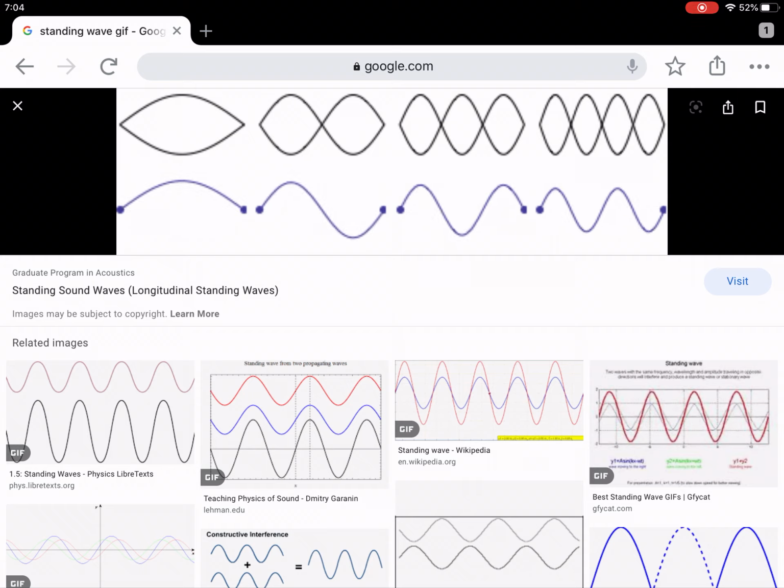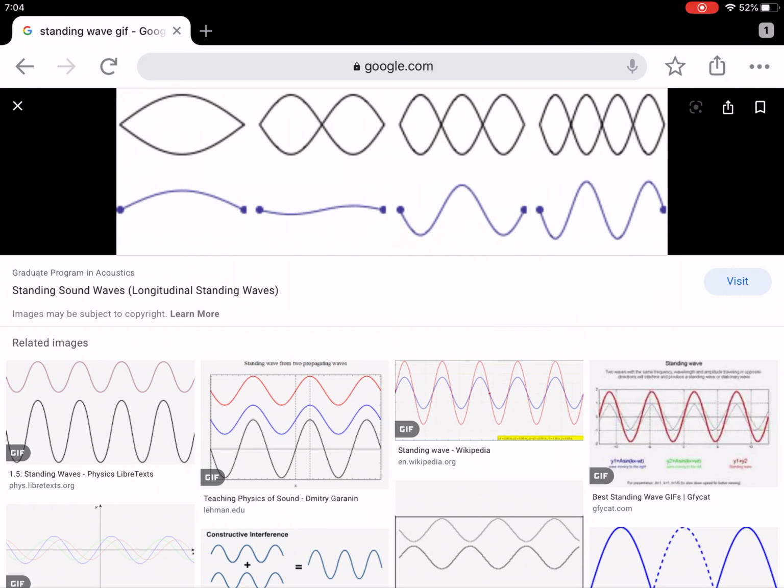And if you wave this thing faster still, it's a higher frequency yet and a shorter wavelength, and you reach this third mode of oscillation. Try it sometime. Try this with a jump rope or a slinky. This works great with a slinky. These are called standing waves.